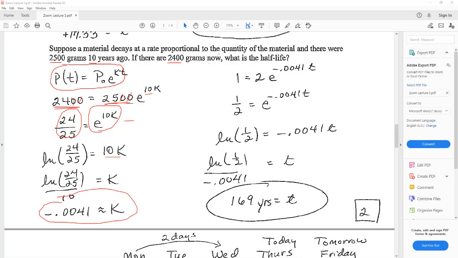Now that I know k, I can use that in the formula. And since I'm looking for half-life, I want to know how long will it take to go from 2 units to 1. That would be the half-life, right? That's what we're solving for. And I want to know how long it takes to go from 2 units to 1. How long does it take to lose half of its amount?